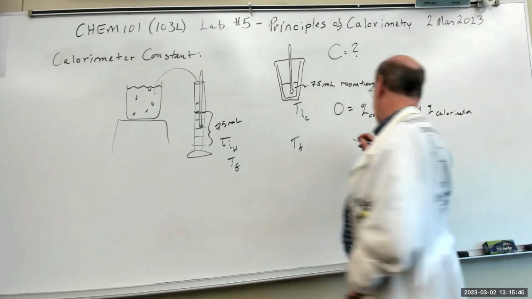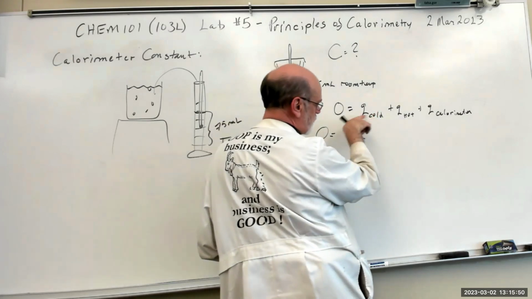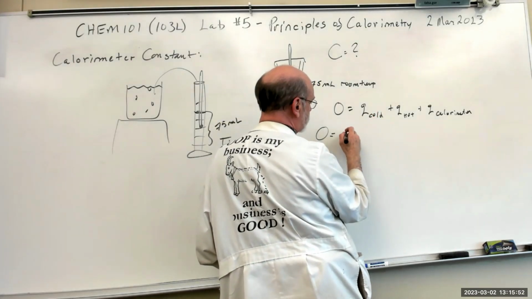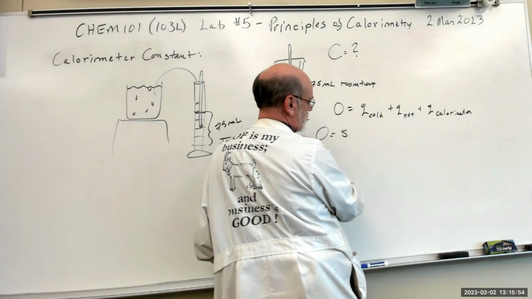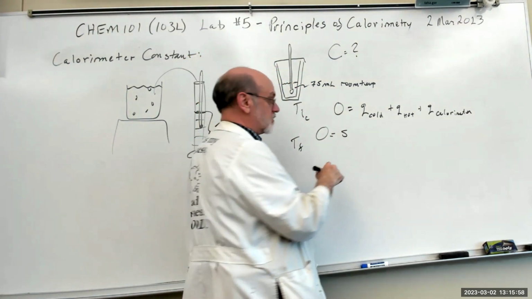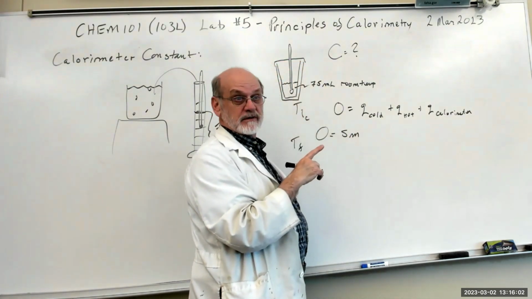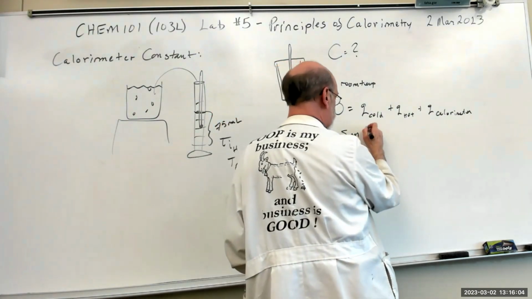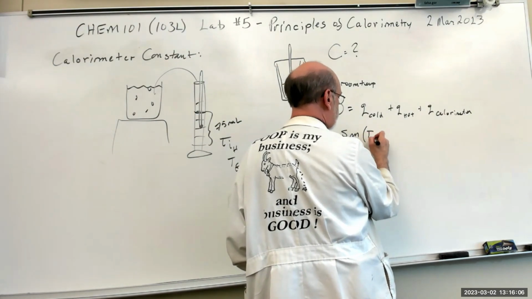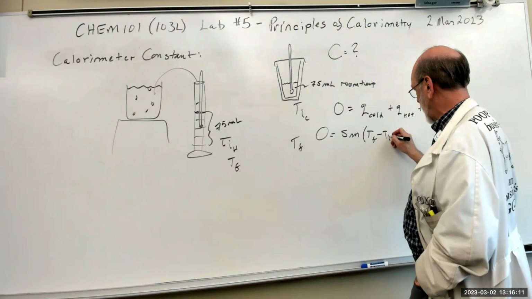All right. So now we can expand these. For the cold water, we're going to have the specific heat for water. We know that value. We're going to have the mass for the water. We know that value, 75 grams. And the temperature change, the final temperature will be the same for everything, but for the cold, it's going to be Ti cold.